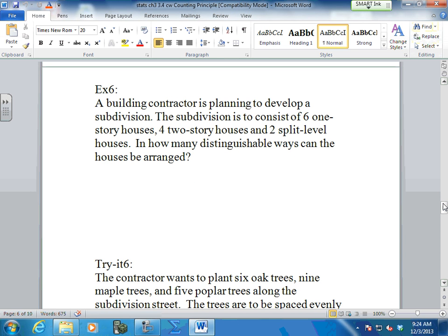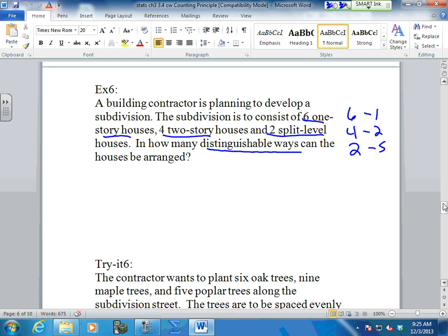And this is a great one because I don't think anybody ever anticipates what goes into thinking about what a contractor does, building houses, setting up, landscaping. You have a building contractor planning to develop a subdivision. The subdivision is divided into 6 one-story houses, 4 two-story houses, and 2 split-level houses. How many distinguishable ways can the houses be arranged?